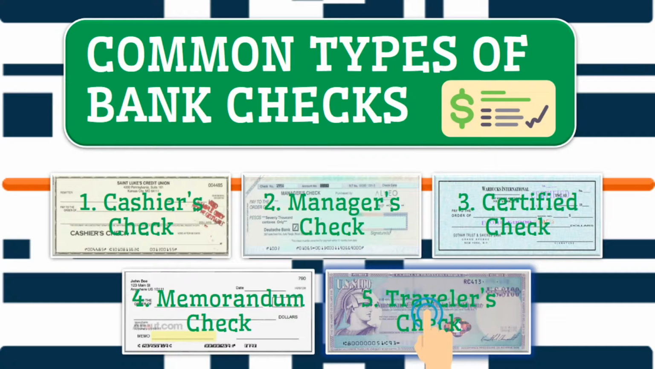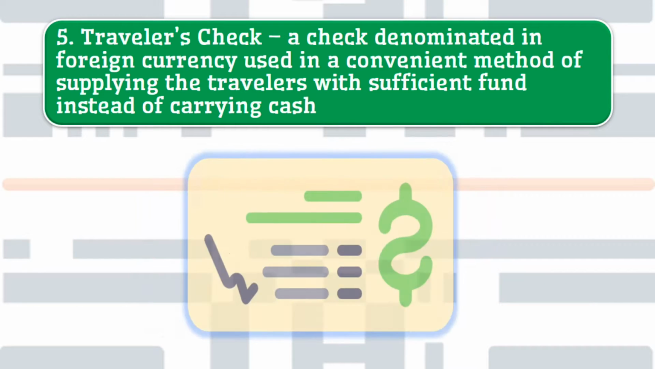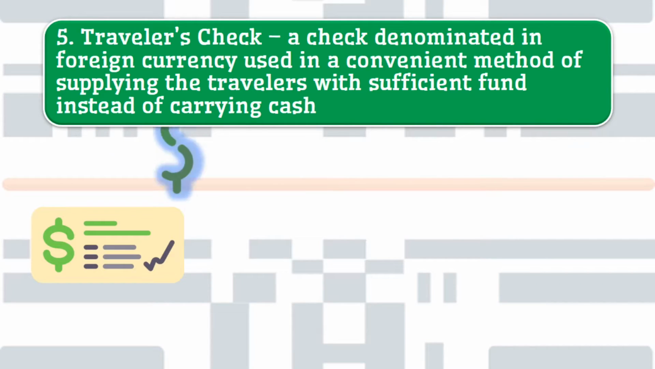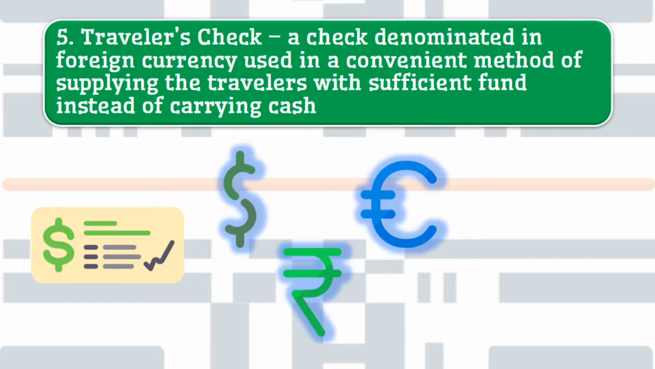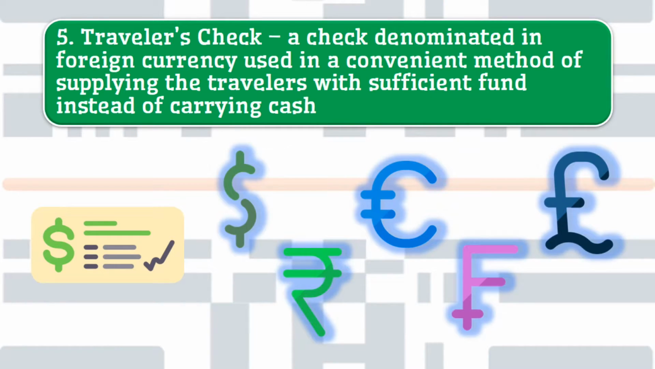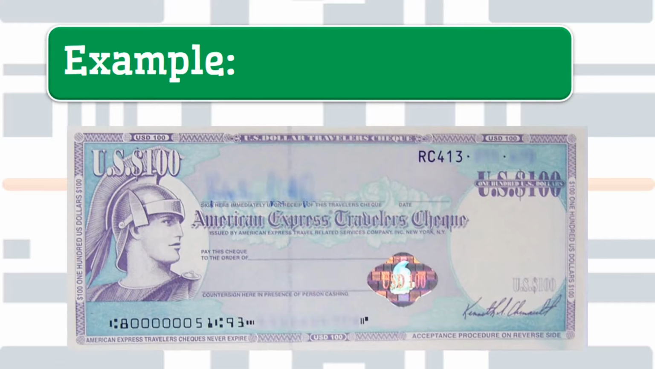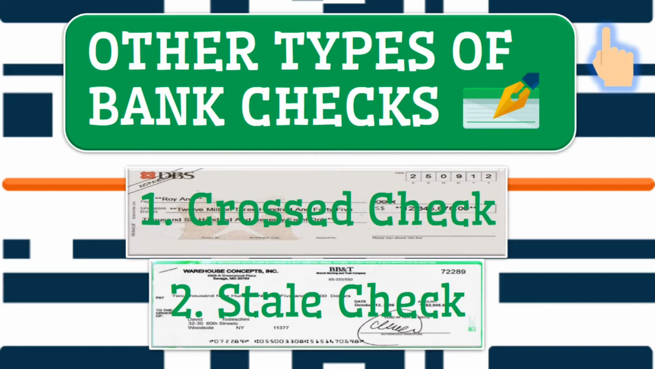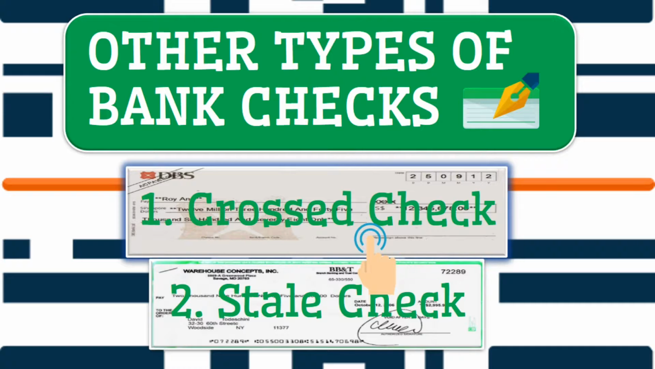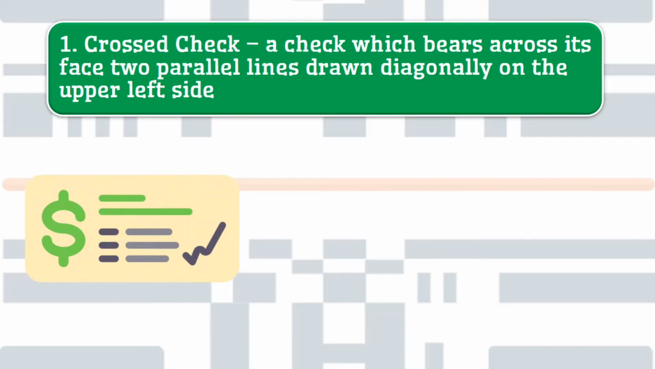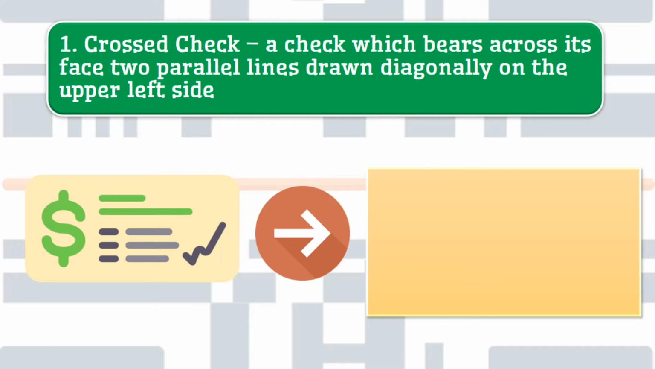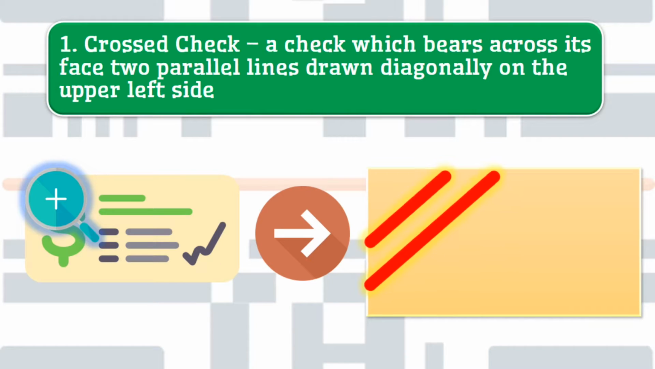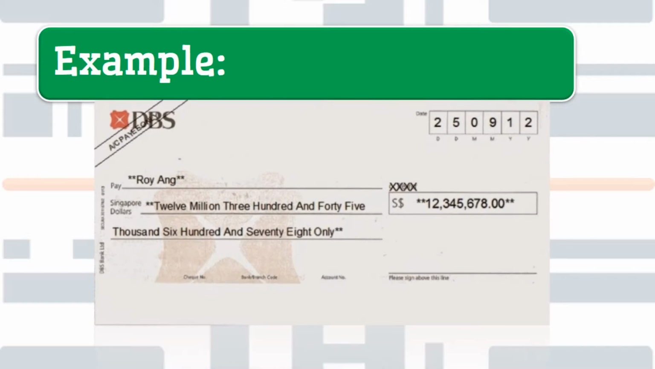Fifth, traveler's check. Traveler's check, a check denominated in foreign currency, used as a convenient method of supplying the travelers with sufficient funds instead of carrying cash. Here is an example. Now, let's go to other types of bank checks. There are 2 other types of bank check. Cross check. Cross check, a check which bears across its face 2 parallel lines drawn diagonally on the upper left side. Here is an example.